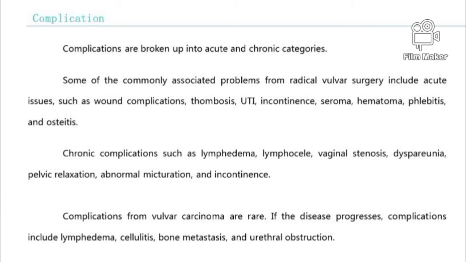Complications from vulvar cancer are rare. If the disease progresses, complications include lymphedema, cellulitis, bone metastasis, and urethral obstruction.